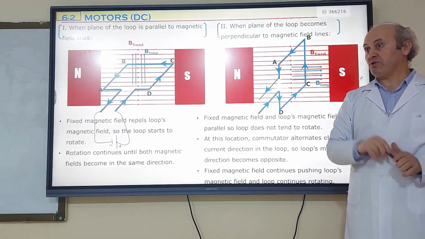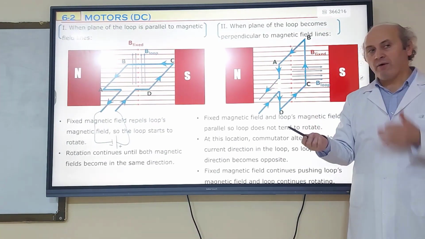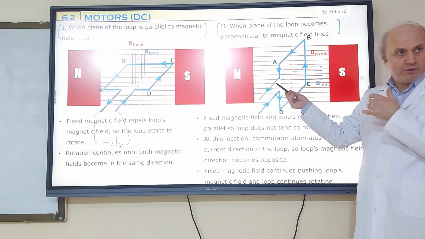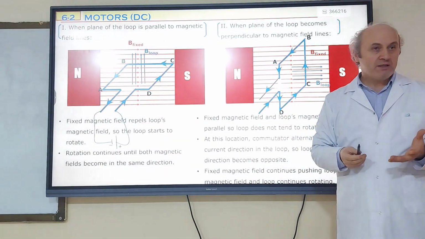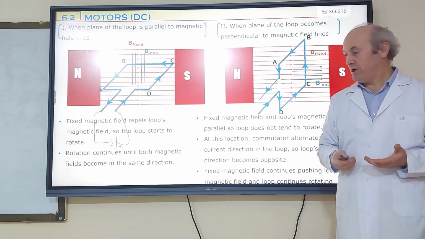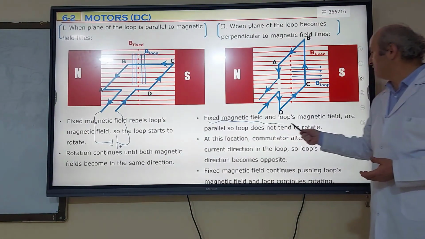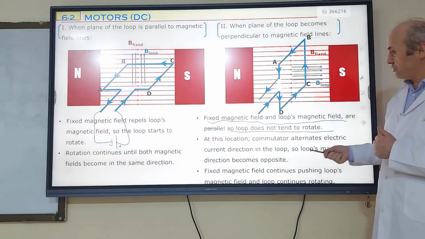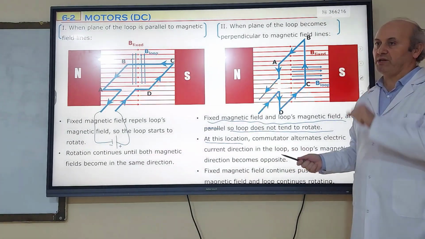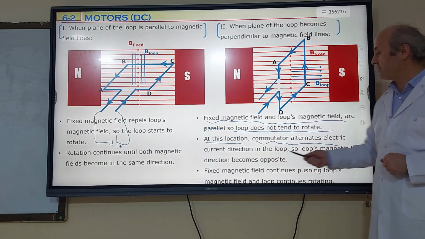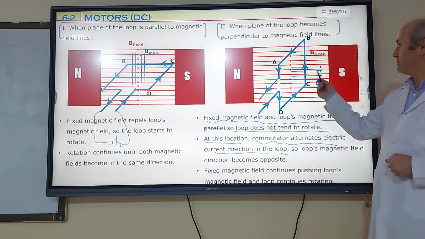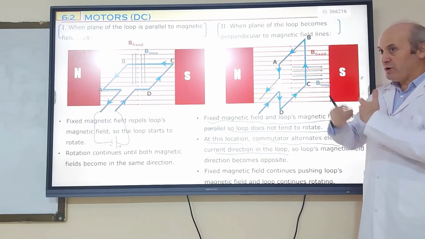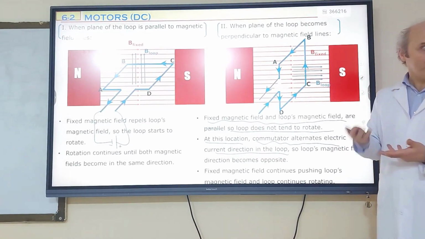But the motor must continue rotating. How can we make it continue rotating? If we change the electric current at this orientation, the magnetic fields will be opposite, and they will continue repelling each other. Right now the fixed magnetic field and the loop's magnetic field are in the same direction, so the loop does not tend to rotate. Then at this location, again the commutator alternates the electric current direction in the loop, and the loop's magnetic field becomes opposite to the fixed magnetic field. It continues pushing the loop's magnetic field, and the loop will continue rotating.